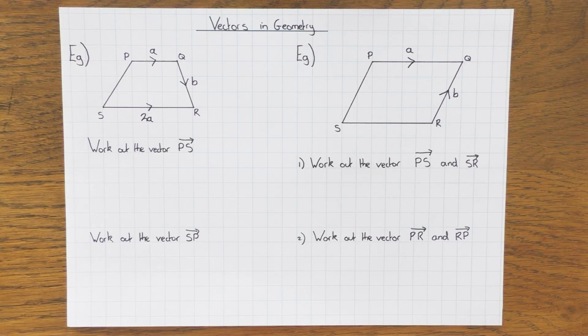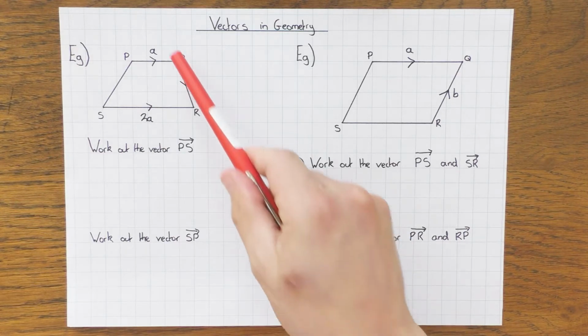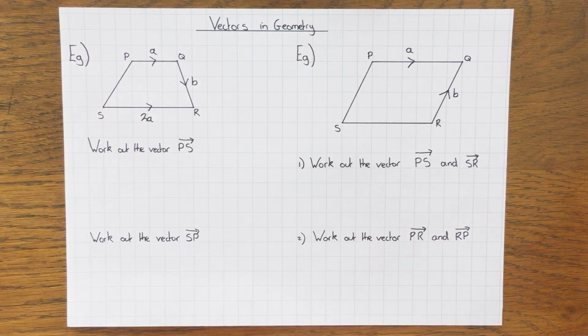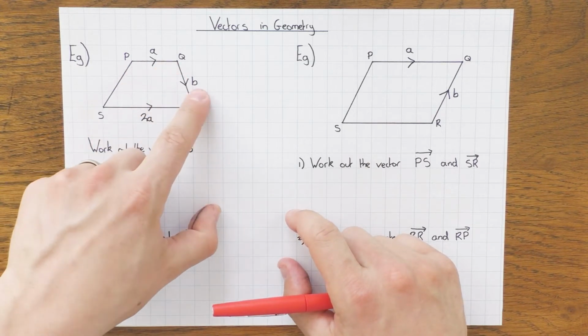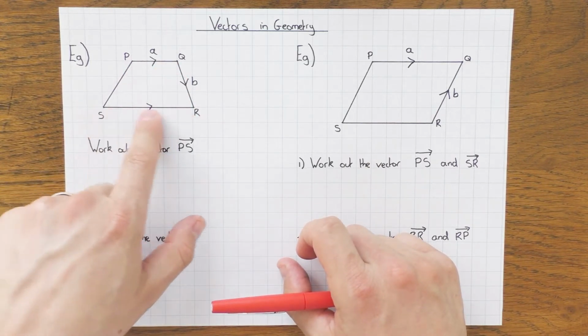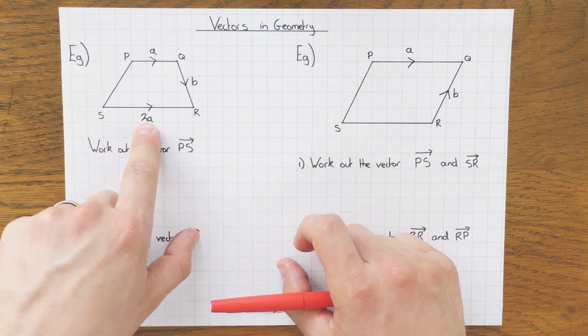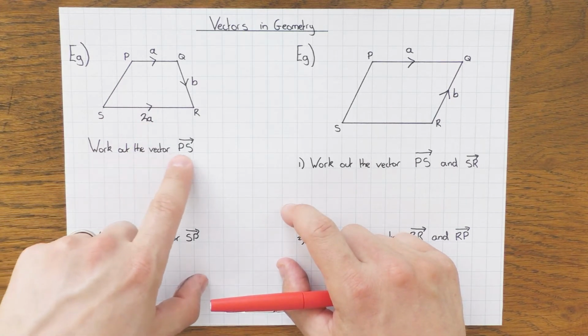This one I believe is probably just a little bit easier in the fact that you are just taking a journey to help you find out the resultant vectors. So let's get cracking and see what we can come up with. The first one here is this diagram here. I have my vector A here and my direction here B, and I have my S to R is 2A. And the question is work out the vector P to S.